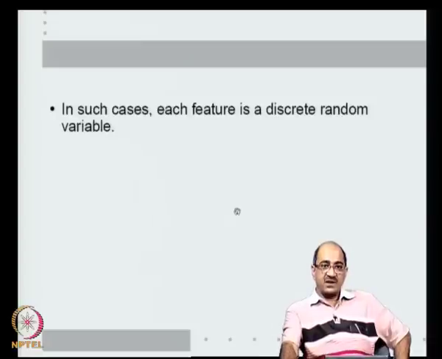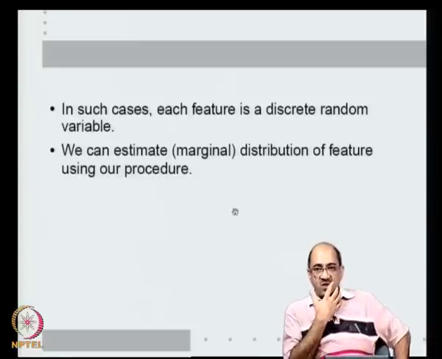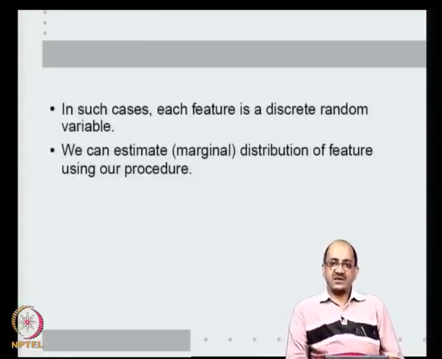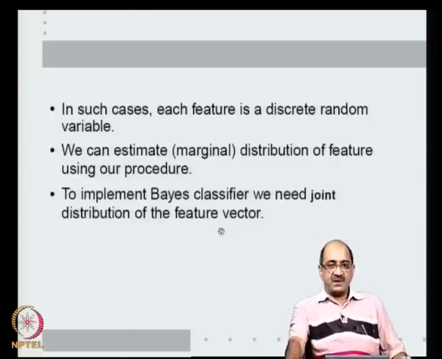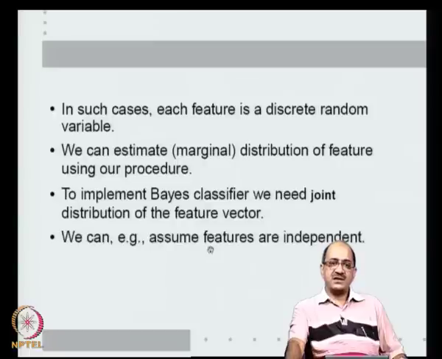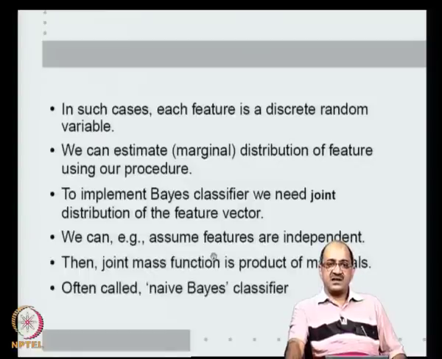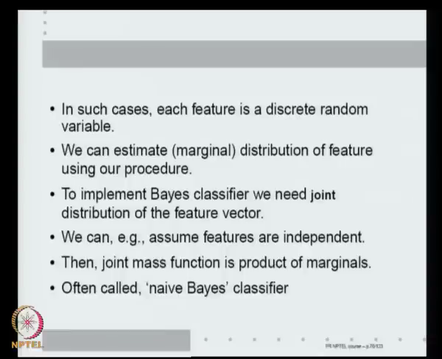The procedure that was just given tells you that in all such problems, we know how to estimate the mass function of individual features, because we only considered a single discrete random variable. That means you can get the marginal distribution of each of the features. Of course, to implement the Bayes classifier, we need the joint distribution of the feature vector, that is, the class conditional density. So, very often what we assume for simplicity is that features are independent. If we assume features are independent, the marginal distributions tell me everything. Then the joint mass function is simply the product of the marginal mass functions.